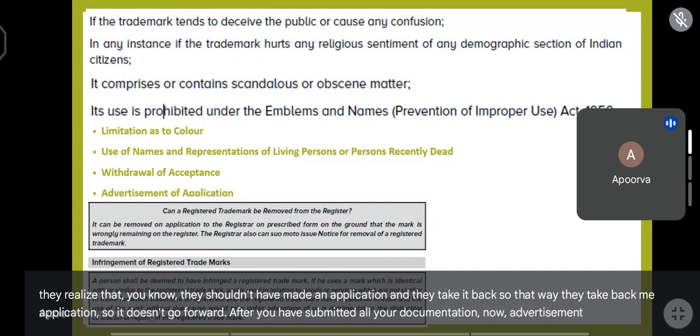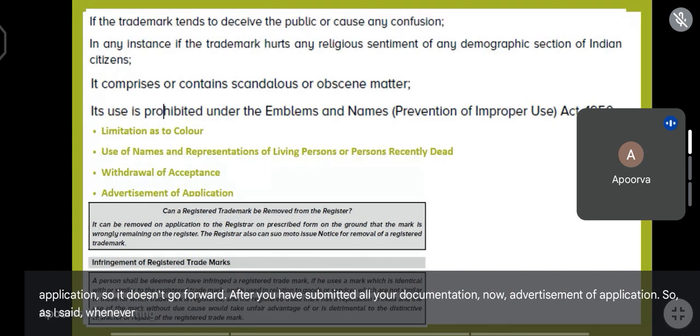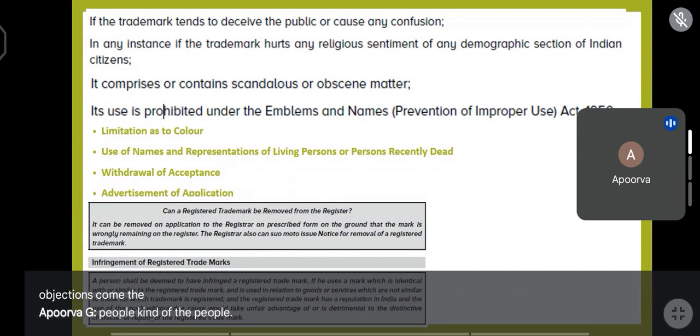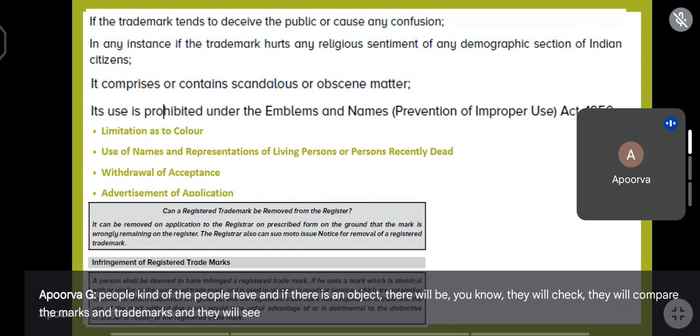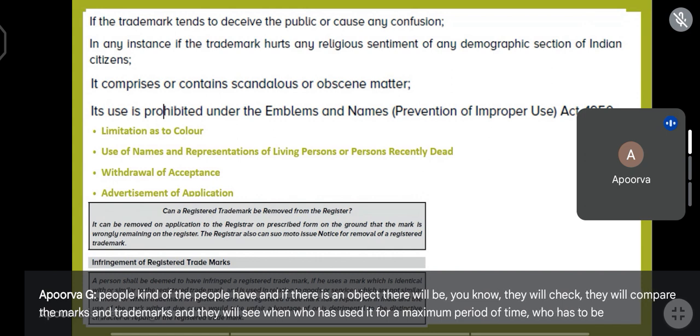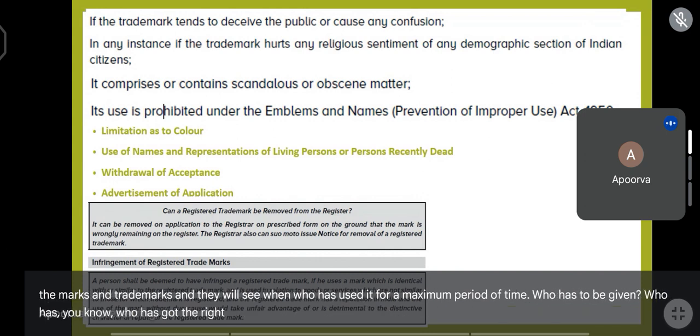Now, advertisement of application. So as I said, whenever you submit your details, they will advertise your application for any objections, and then once the objections come, if there is an objection, they will check, they will compare the marks and trademarks, and they will see who has used it for the maximum period of time, and who has got the right to use the trademark.